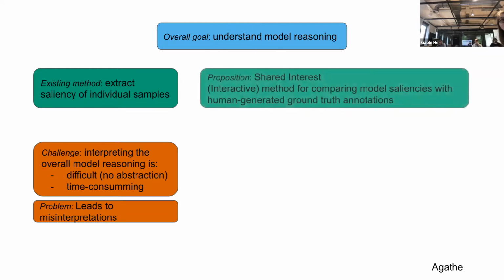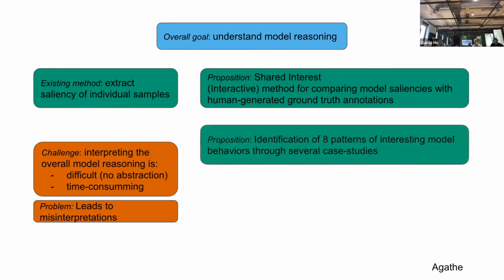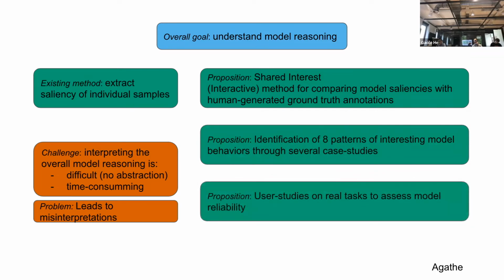And so instead, what they propose is this framework called Shared Interest, which is a method and a user interface to directly compare these local explanations to what a human would expect the model to be doing. And then in the paper, they use this framework on 8 data sets, I think, and try to see what kind of insights they can get from the framework on these data sets. And then they also do some user studies with domain experts and developers to see how usable in practice their framework is.